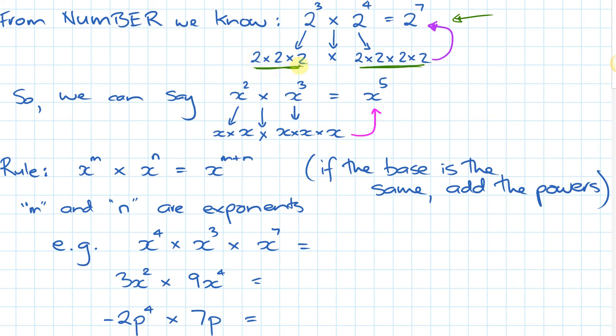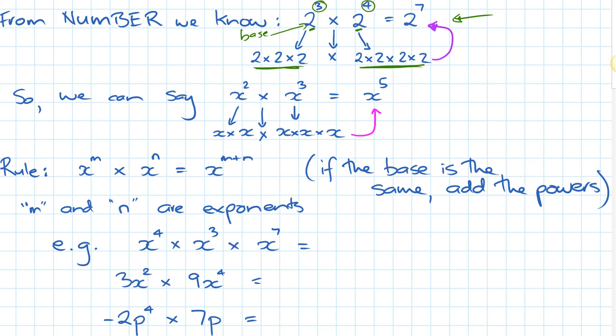So 2 times 2 times 2 times 2 times 2 times 2 times 2 is the same as 2 to the power of 7. And what you will notice if you do many of these examples is that as long as the base is the same, so the base is 2, okay, so 2 is the base, as long as the base is the same, you just add the powers. So 3 plus 4 is 7.